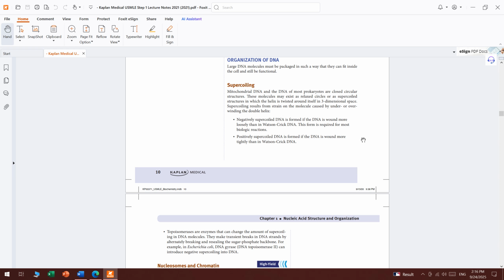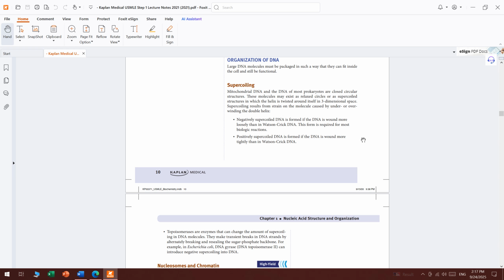Negatively supercoiled DNA. This form occurs if the DNA is wound more loosely than the standard Watson-Crick B-DNA. This underwinding introduces torsional strain that is relieved by the DNA twisting upon itself in the opposite direction. Negative supercoiling is the predominant form found in cells and is essential for most biological reactions involving DNA, as it makes the strands easier to separate for processes like replication and transcription.